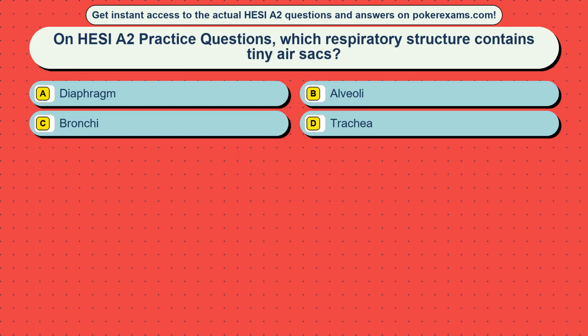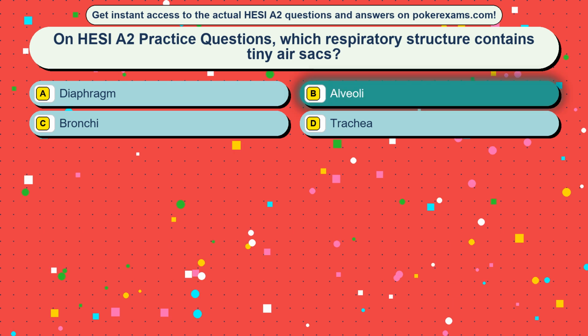Question 24. On HESI A2 practice questions, which respiratory structure contains tiny air sacs? Option A, diaphragm. Option B, alveoli. Option C, bronchi. Option D, trachea. The correct answer is option B, alveoli.